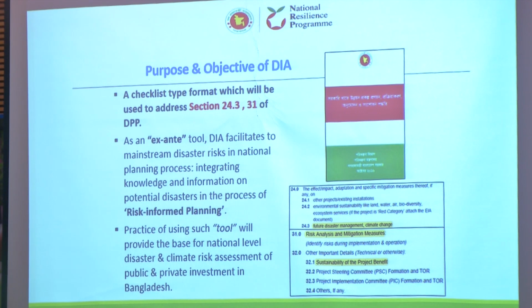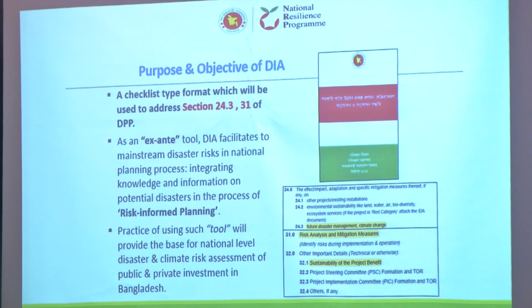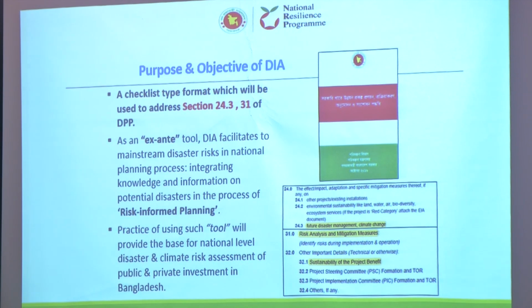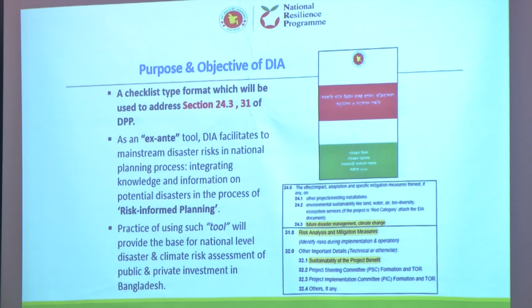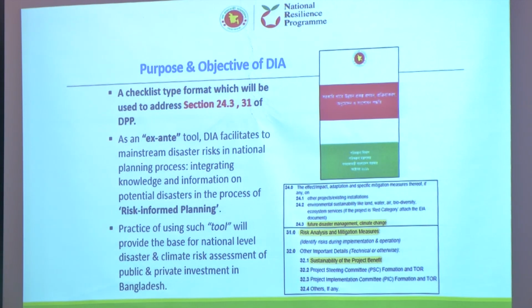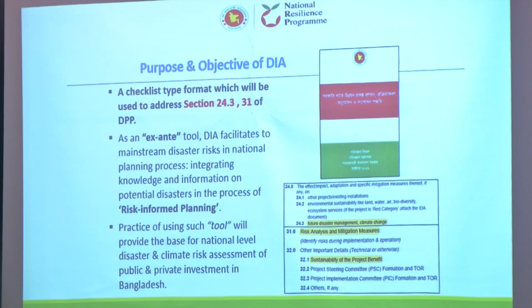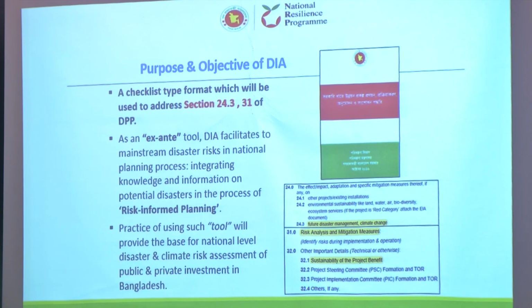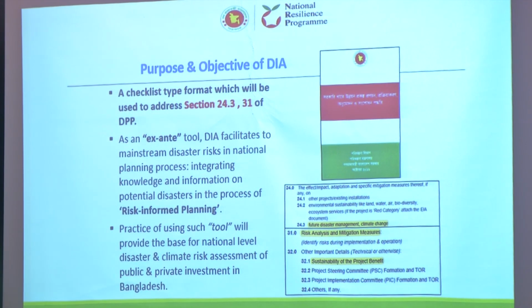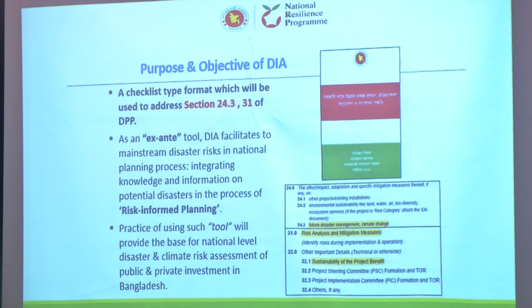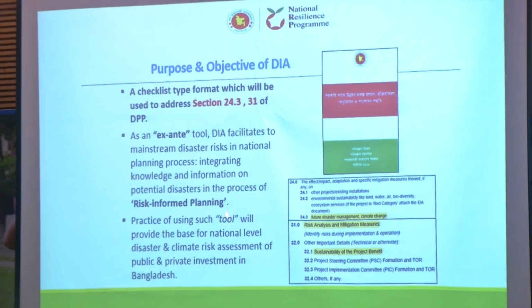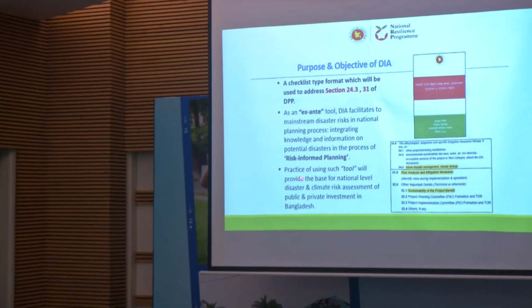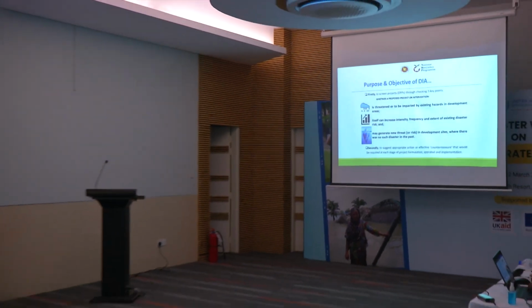Section 24.3 talks about the impact of disaster, impact of climate change and future disaster management, and section 31 calls for the risk analysis. So to address these sections, particularly impact of disaster, impact of climate change and future disaster management, this disaster impact assessment tool is developed to assess whether these climate and disaster issues are being considered in the proposed development project.